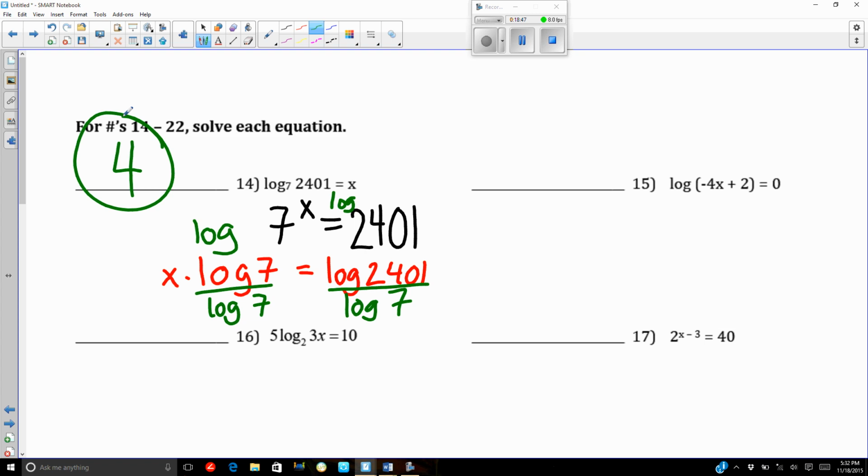15, same thing. It's in log form. So again, to solve it, I'm first going to convert it to exponential form. The base is not given, so I know it is 10. I'm going to raise it to the 0 power and set it equal to negative 4x plus 2. If you don't know what 10 to the 0 power is, do not guess. Always check in the calculator. Of course, anything to the 0 power is 1.